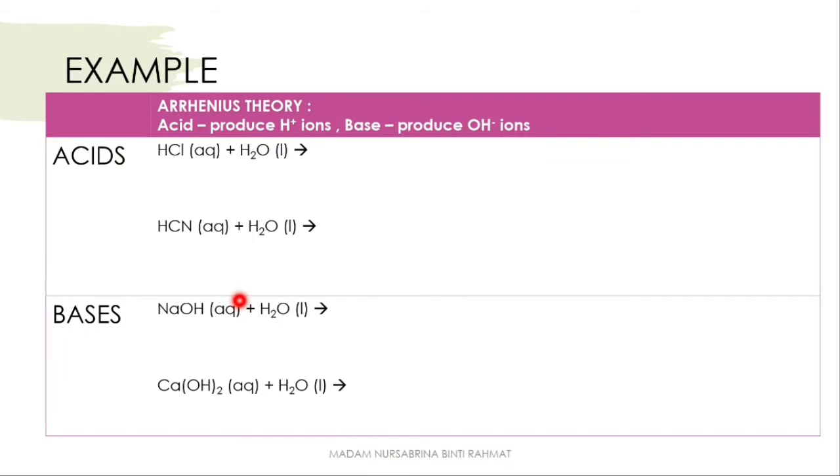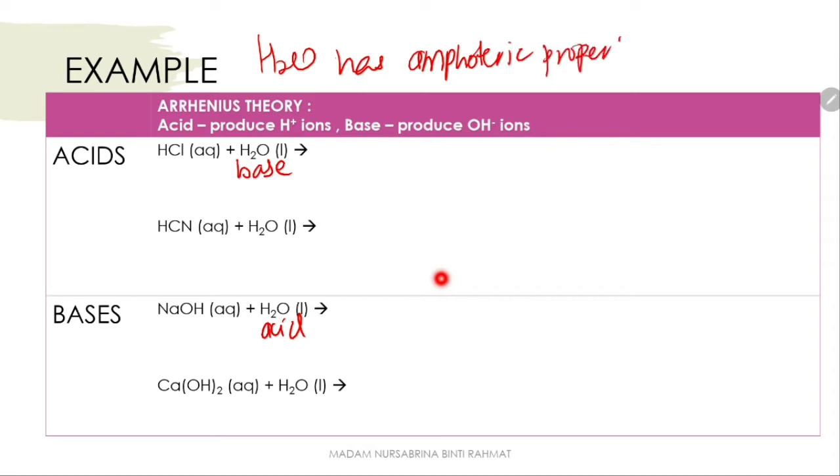Okay, so let's try to write down an acid or base dissociation equation according to Arrhenius theory first. According to Arrhenius theory, your acid is going to produce H plus, whereas your base is going to produce OH minus ion. Water has amphoteric properties: if it's reacting with an acid, the water will become your base, whereas if it is reacting with a base, your water will become your acid. What is amphoteric? Amphoteric means it can behave both as an acid as well as a base.